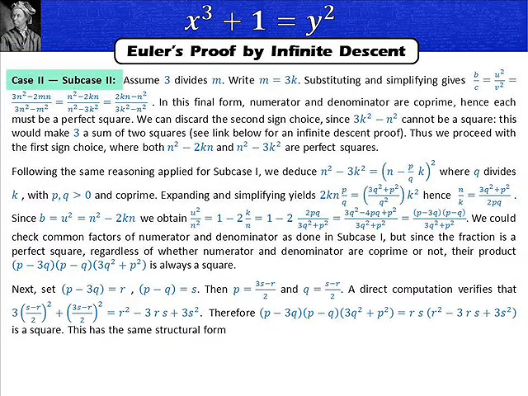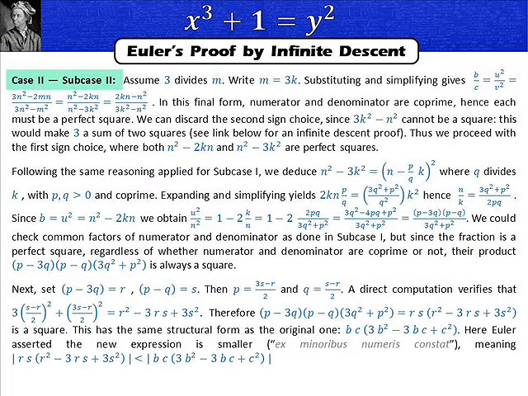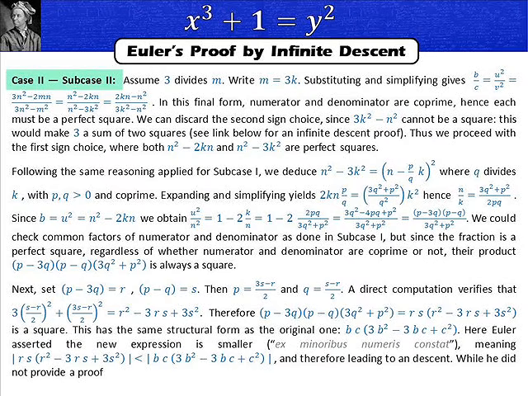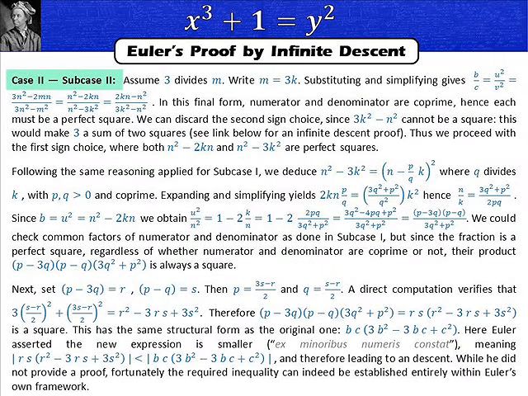This has the same structural form as the original one. Here, Euler asserted the new expression is smaller, meaning the absolute value of this new expression is smaller than the absolute value of the original expression, and therefore leading to a descent. While he did not provide a proof, fortunately, the required inequality can indeed be established entirely within Euler's own framework.